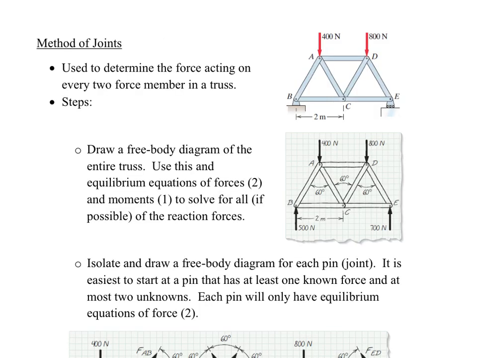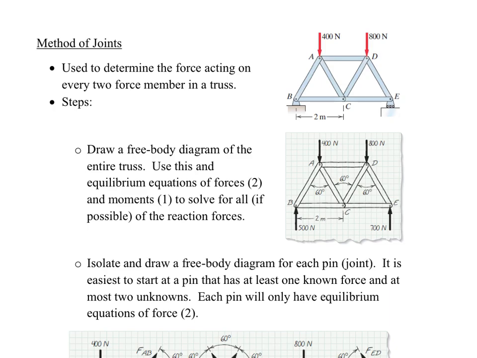All right, so let's take a look at this method we're going to use here. We're going to step ourselves through it with this example, and then we'll look at an actual mathematical approach. The method says the following. We're going to use this method first to determine the force acting on any member, and that's the goal in this process. If we look at the diagram on the right, we've got two applied loads, the 400 Newton load and the 800 Newton load.